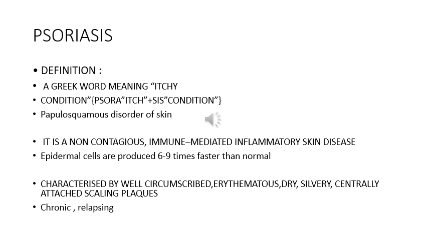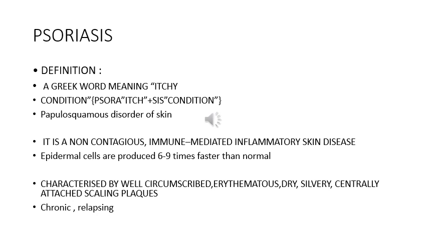That means our epidermal cells are produced 6 to 9 times faster than normal. They are produced and shed off at a faster rate. So before they get mature, they are shed off. So the skin cells keep piling up due to increased production, and they scale off faster, leading to these characteristic features of eruptions and scales in the skin.